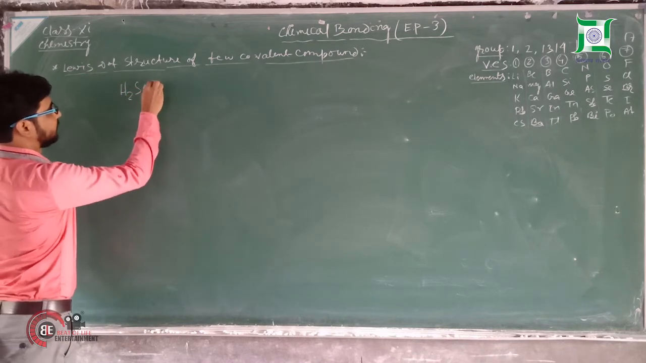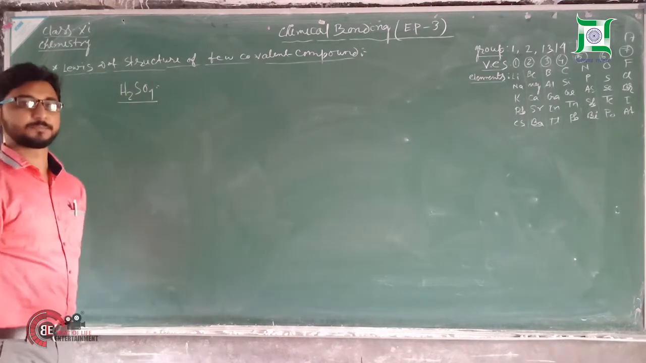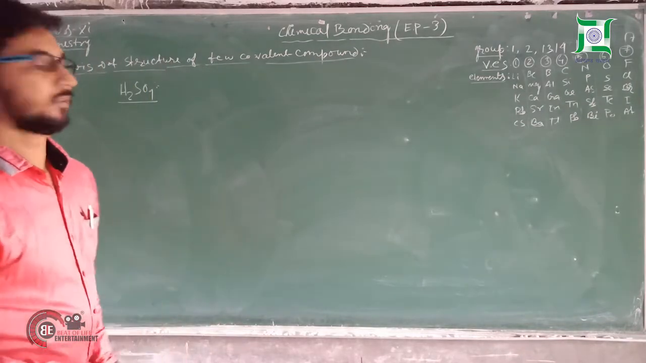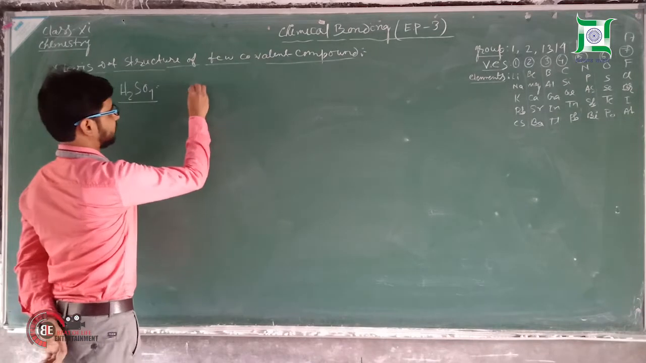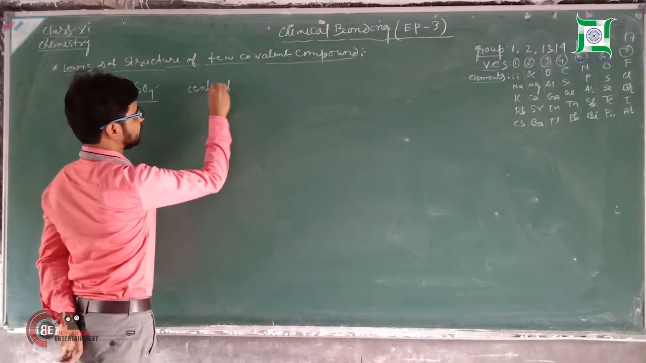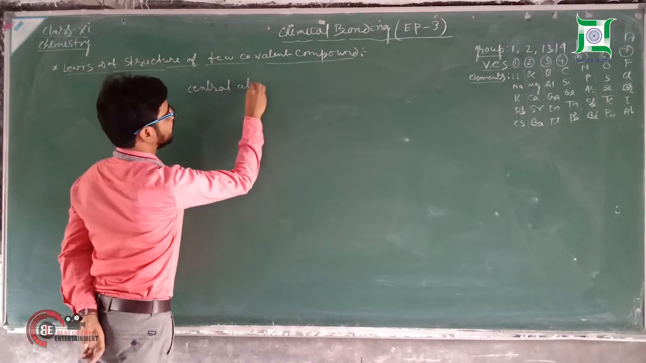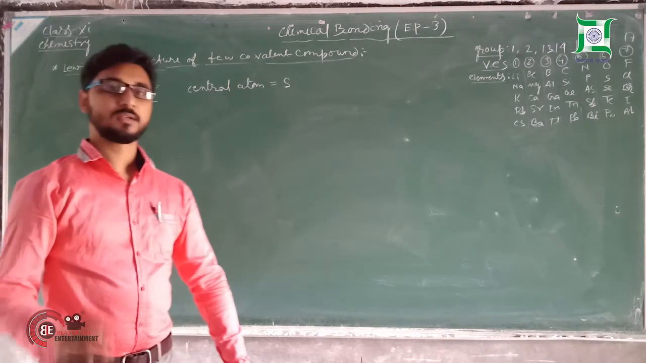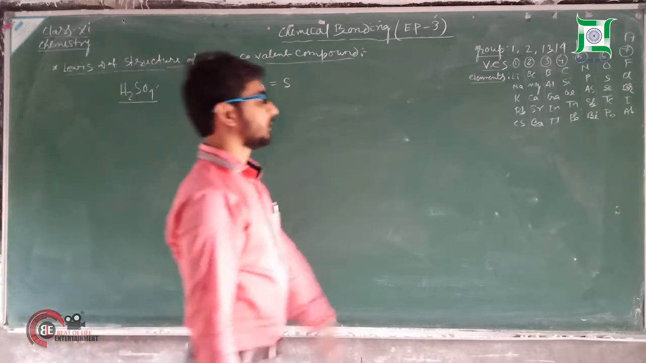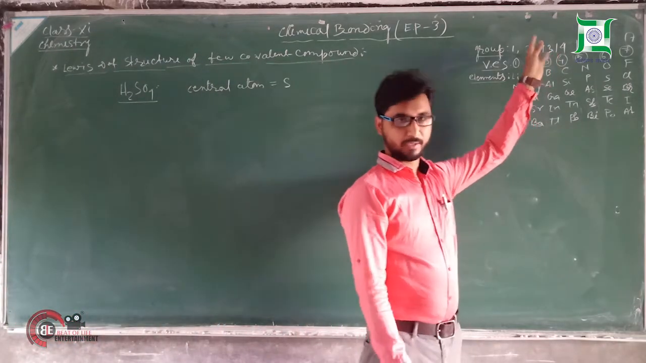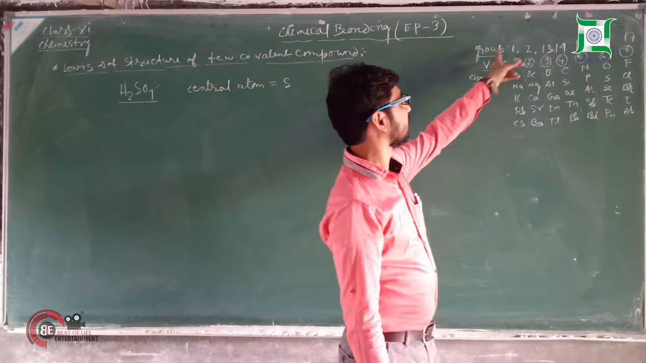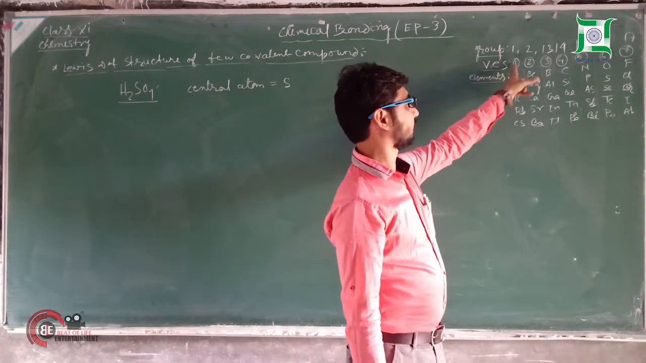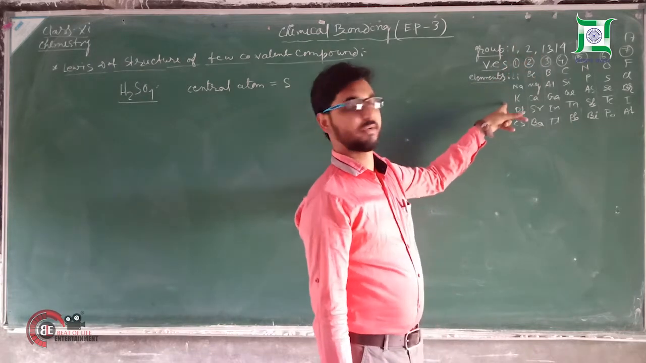H2SO4, that means sulfuric acid. So what will be the Lewis dot structure of sulfuric acid? Here the central atom is sulfur, which has a total of 6 valence electrons. Let us notice here, we make a table where the groups are 1 to 17 and the valence electrons of the respective group elements are given below.